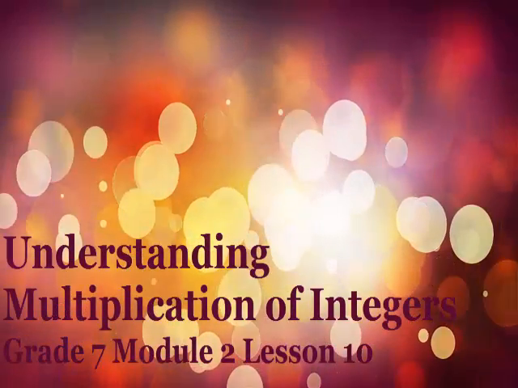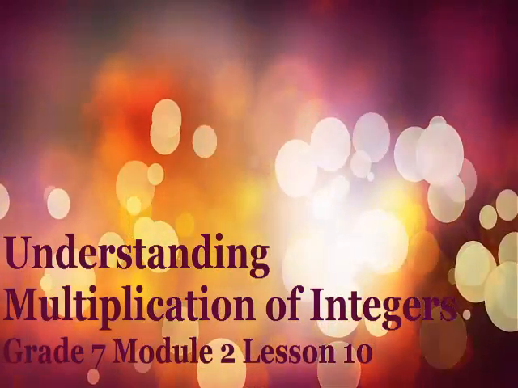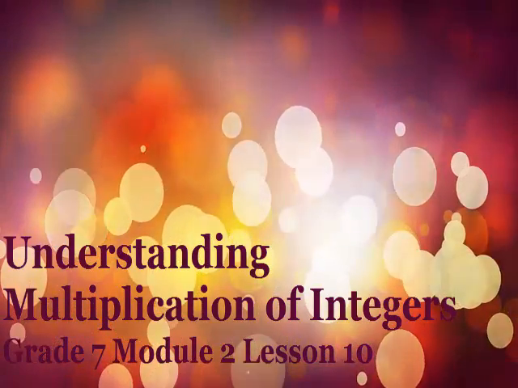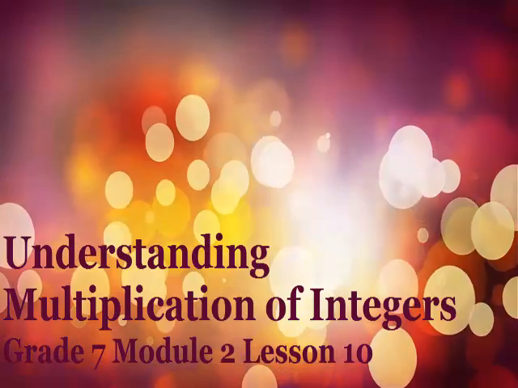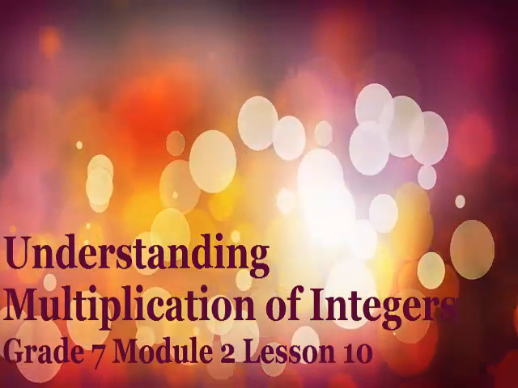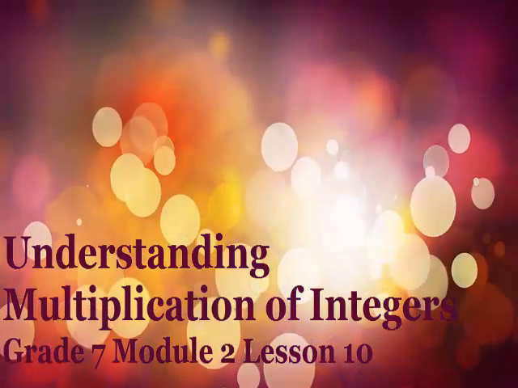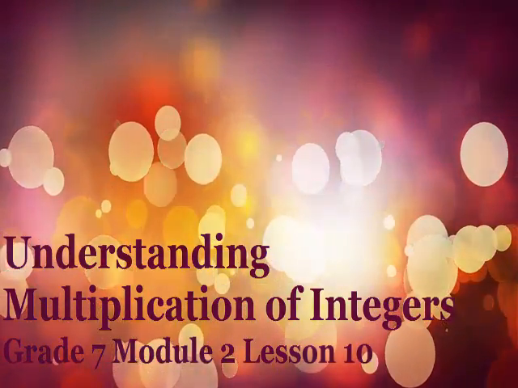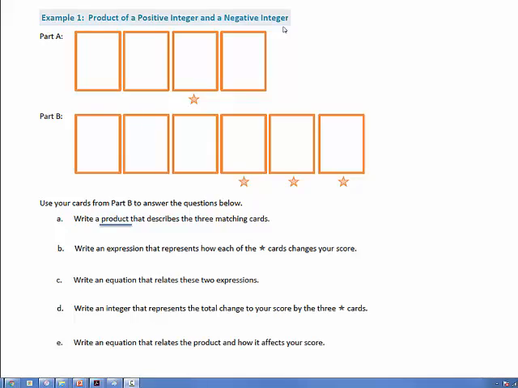Welcome. In this video, we're going to be going over the examples in Lesson 10 of Module 2 for Grade 7. In Example 1, we're talking about products of a positive integer and a negative integer. Up until now, we've talked about adding and subtracting integers, positive and negative numbers, and now we're going to look at what happens when we add repeatedly the same value. That's what multiplying is, adding the same thing over and over again.